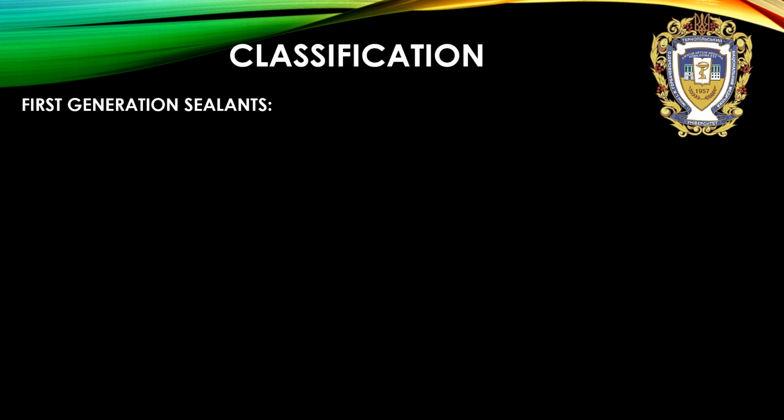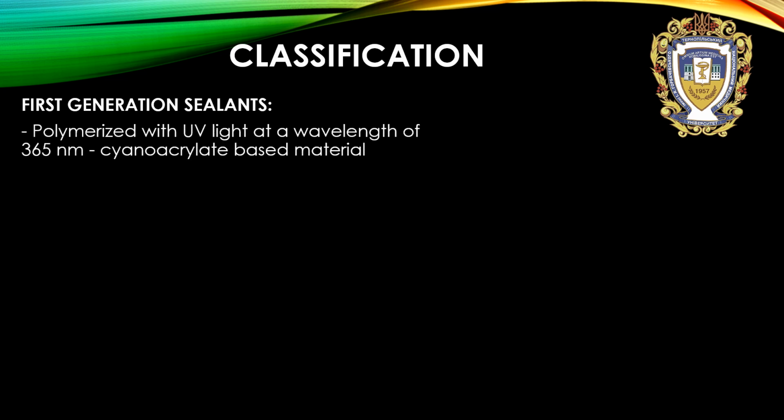Next classification, according to generations. First generation sealants were polymerized with ultraviolet light at a wavelength of 365 nanometers.